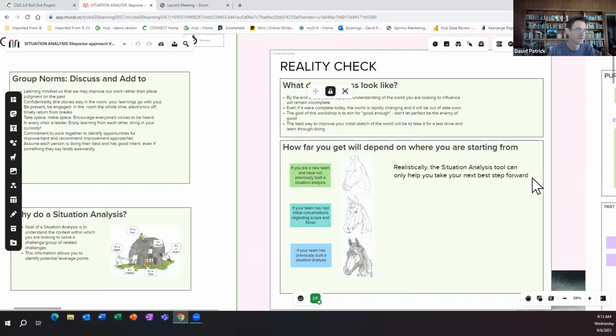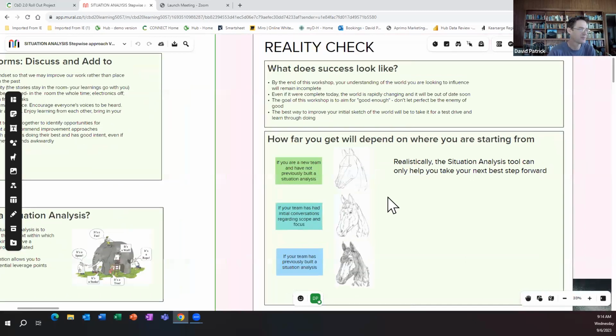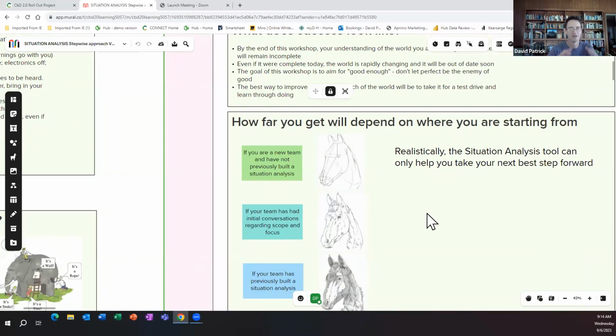I also want to reflect that how far you get during this workshop will depend upon your starting place. So if you're a new team, exploring a brand new area of work, or fundamentally reimagining your work, you can expect to come out with something more akin to the top sketch. This is probably a simple model where you've got the key elements described, but still have details to figure in. If you have a team that has been working together and has more foundational work to build from, you would expect that sketch to be more complete, something akin to the middle image of the horse.